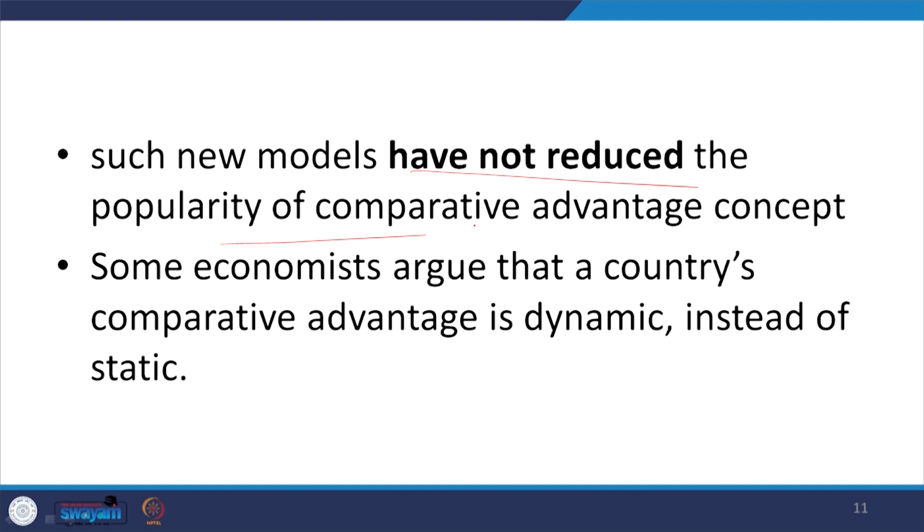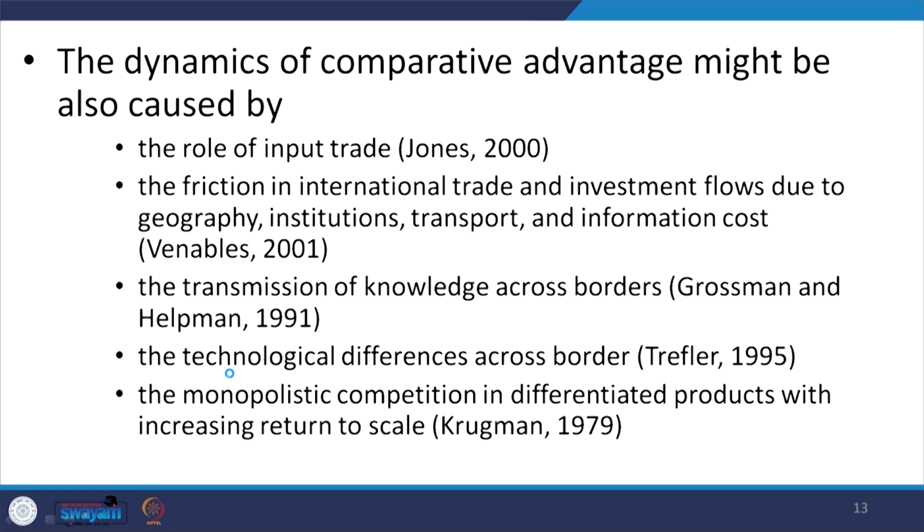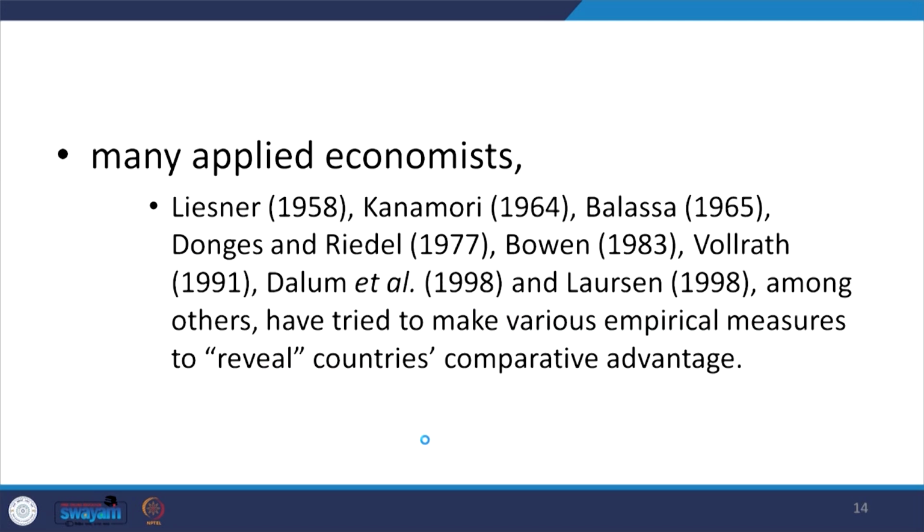Some economists argue that a country's comparative advantage is not static at all; it is actually dynamic. Given this fact, we will discuss many things based on those relaxations of assumptions in the next lectures. Similarly, other factors, as I told you, like the role of inputs, friction in international trade, transmission of knowledge across borders, and technological differences across borders really matter. Monopolistic competition in differentiated products with increasing returns to scale also matters. We will discuss in detail, taking up those individual sections. Many applied economists like Leamer, Kanamori, and the Balassa paper are also important; some others are mentioned here, you may go through them.